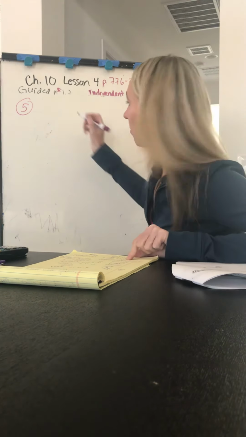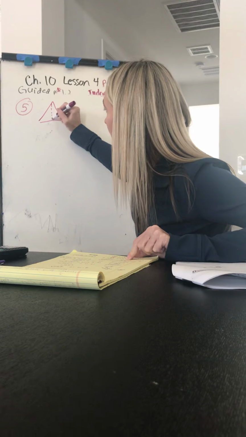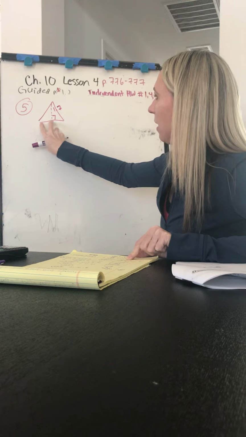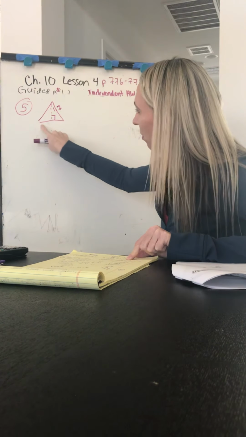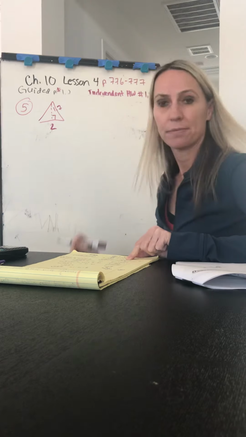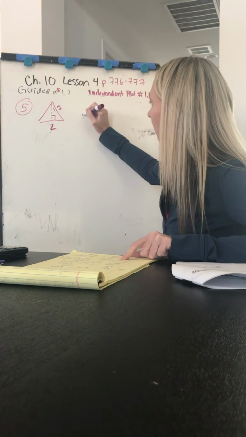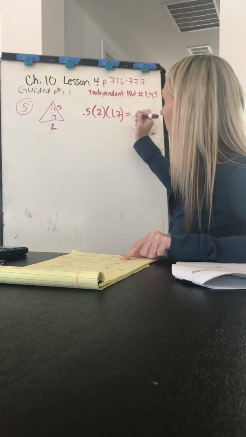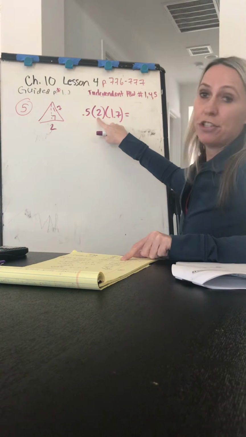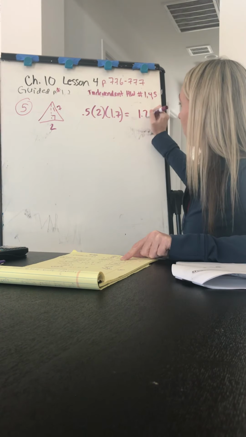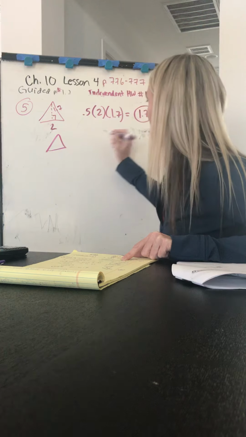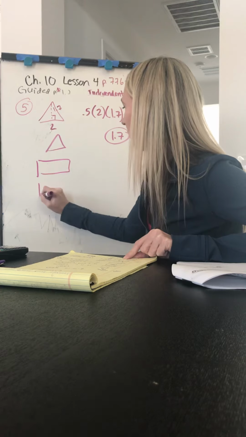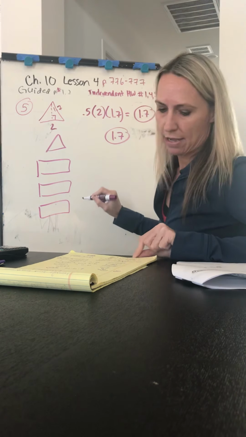Okay, so the next one, here's our triangle. This is 1.7, and they actually wrote 1 here and 1 here, but the full length of this is 2. Okay, so we have 1/2, you can use 0.5, times the base, times the height, and 1/2 of 2 is 1, and 1 times 1.7 is 1.7. And then the second triangle is also going to be 1.7.